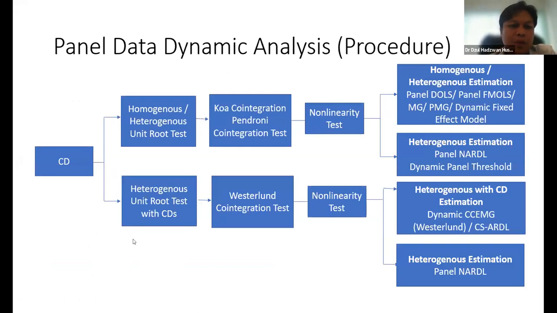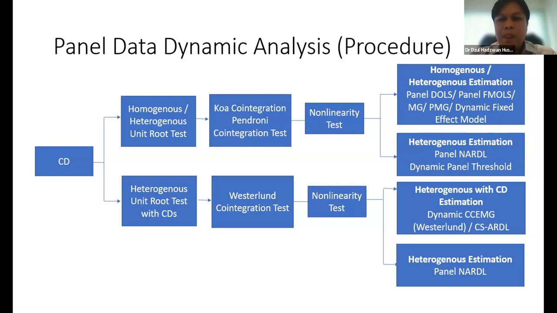Okay, before we proceed to our big agenda today, these are the flow that we need to follow in order for us to conduct the dynamic panel data analysis. As usual, to conduct panel data analysis, it is very important for us to start by checking the cross-section dependence test. From that we can choose which model is suitable with our data and with our sample, homogeneous or heterogeneous. Without cross-section dependence, what we can employ is co-integration. Bear in mind, this is a homogeneous co-integration test, not heterogeneous. So we can use the Pedroni co-integration test. Then we need to do the nonlinearity test.